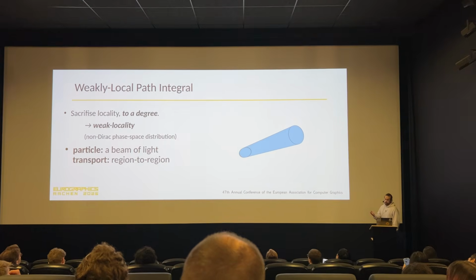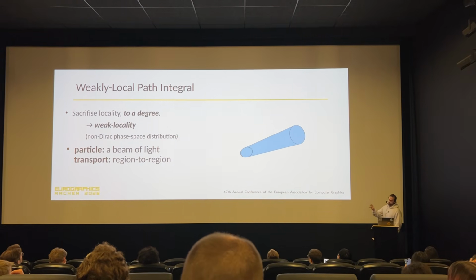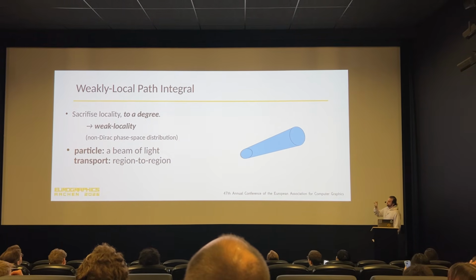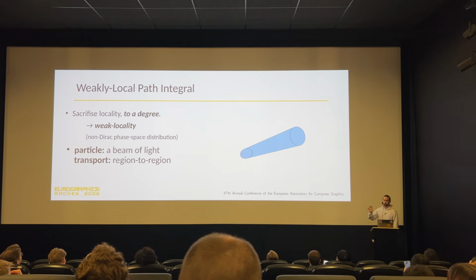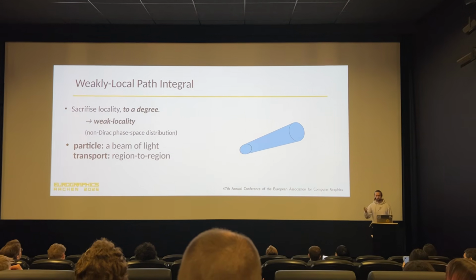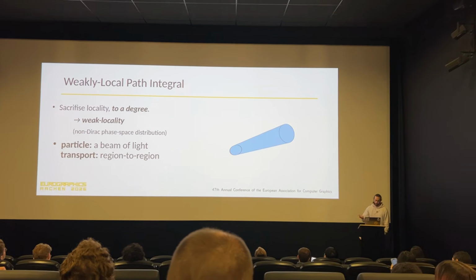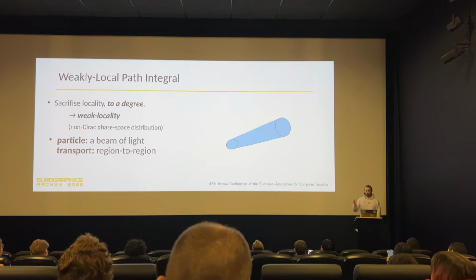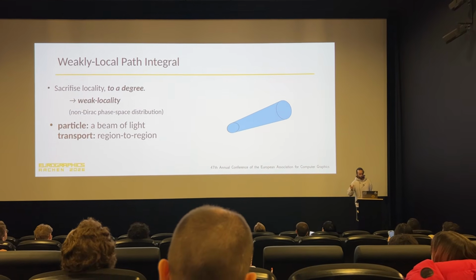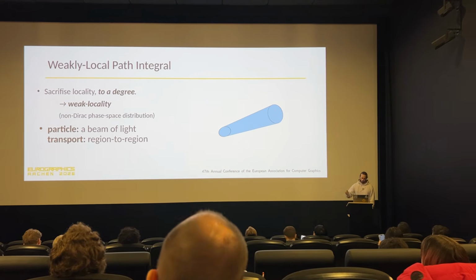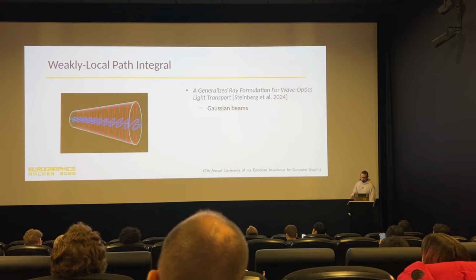Weak locality means that instead of a point particle, we define a particle now to exist in a small region of space and propagate into a small solid angle. Of course, I'm describing just a beam of light. Transport is now region to region instead of point to point. A rigorous and formal expression is given in the paper.